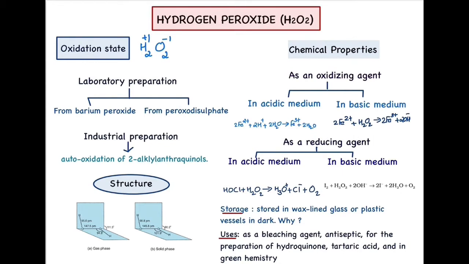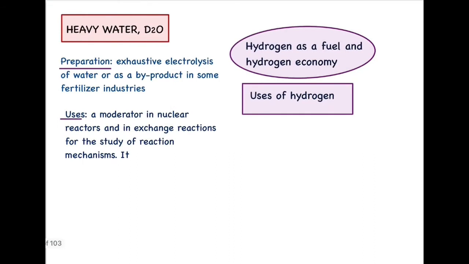Hydrogen peroxide also acts as a reducing agent in a few reactions such as reaction with HOCl and reaction with iodine. Hydrogen peroxide is generally stored in wax-lined glass or plastic vessel in the dark. What is the reason behind it? Last point in this topic is the uses of hydrogen peroxide in different fields. Last topic is the preparation and uses of D2O along with the use of hydrogen as a fuel and its uses.